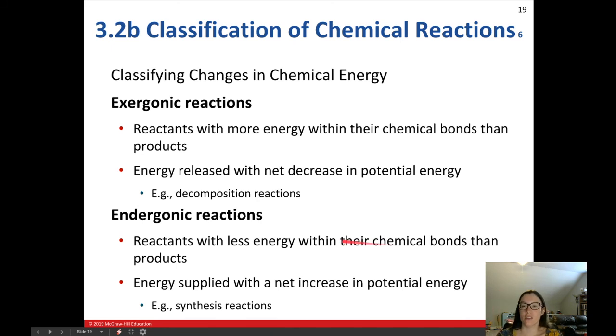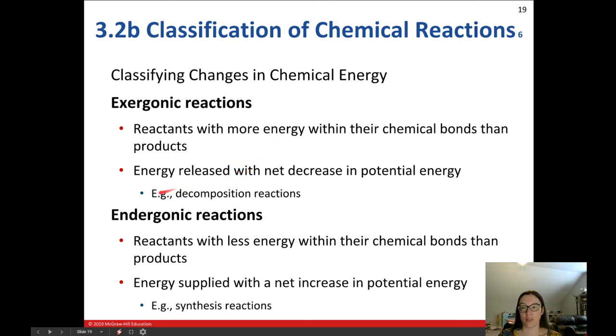So we can also classify chemical reactions by the changes in chemical energy. So there's 2 different classifications here. We can call them exergonic or endergonic reactions. So exergonic reactions have reactants with more energy within their chemical bonds than the products do. And so that means the ones that we start with had more potential energy, and the ones that we end with have less. And so that means energy is released.